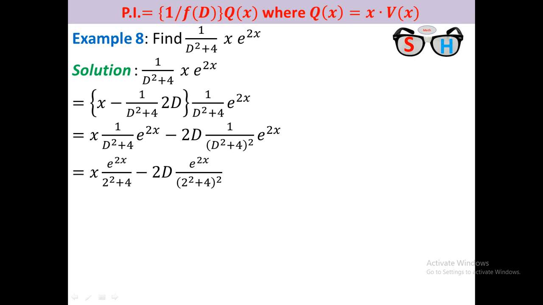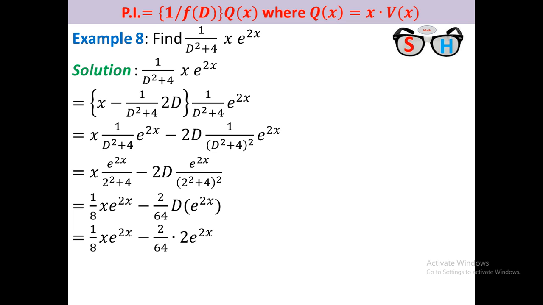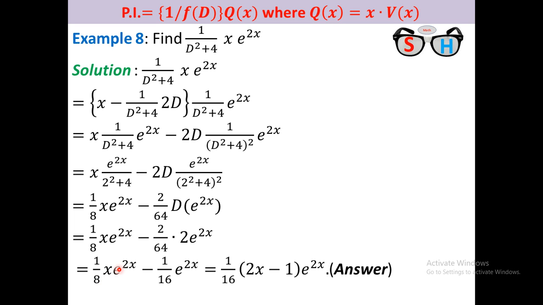Therefore 1 by 8 x e to the power 2x, minus 2 by 64 D of e to the power 2x. Therefore you have to take the derivative of e to the power 2x one time. Therefore this will be 2 by 64 into 2 e to the power 2x. If you simplify, this will be 4 by 64, this means 1 by 16. So x by 8 e to the power 2x minus 1 by 16 e to the power 2x. Here e to the power 2x is common, therefore we take e to the power 2x, and in the remaining portion we take 1 by 16 common, the LCM is 16, therefore 8 into 2 is 2x minus 1, therefore this is the result.